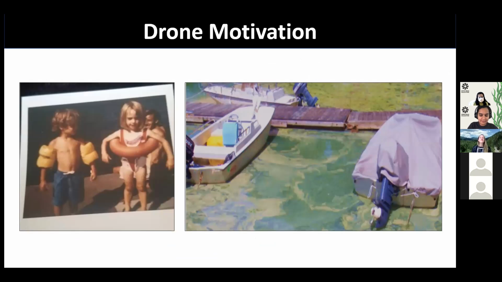I first became interested in water quality when I was a kid. And here I am in the little orange inner tube next to my cousin. I used to see this green slimy stuff in the lakes that I used to go to with my family. And I learned that this green slimy stuff was algae, which is extremely important for lakes and riverbeds and all sorts of aquatic environments.